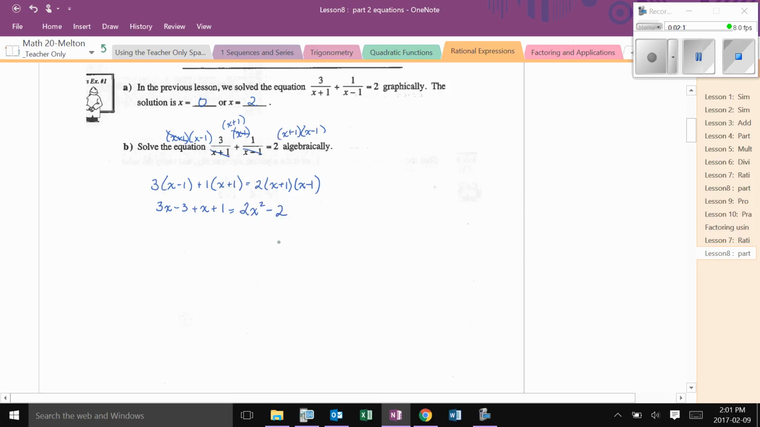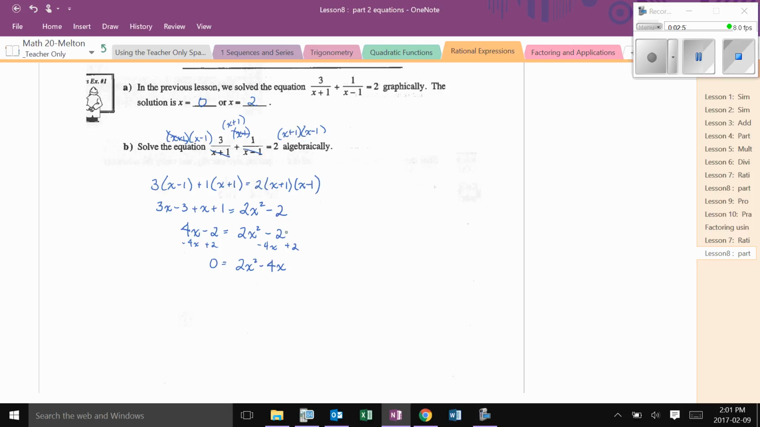Move everything onto one side. I'll clean up the left side first. So we've got 4x minus 2 is equal to 2x squared minus 2. At this point, we'll subtract 4x from each side, and we'll also add 2 to each side. So then we've got 0 is equal to 2x squared minus 4x, and minus 2 plus 2 is, of course, 0. So that is our now quadratic equation. Our rational equation has now become a quadratic equation.